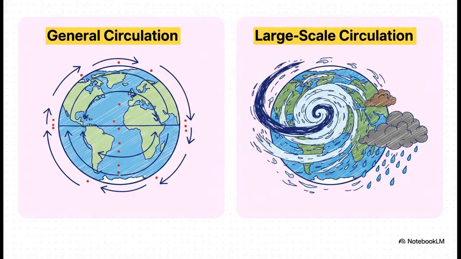So it's really important to understand the difference between general circulation and large-scale circulation. That three-cell model we talked about, that's general circulation. It's the idealized textbook theory. It's the why. But the real world is messy. Large-scale circulation is what you actually see on a weather map, the real dynamic systems like El Niño and monsoons. You need to know the theory, but you fly in the real world.